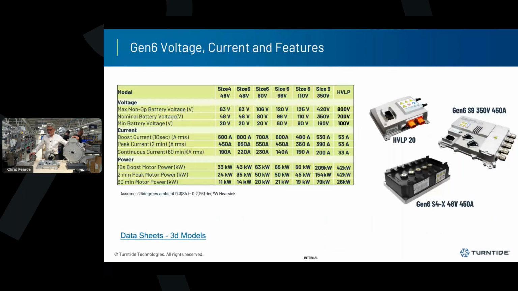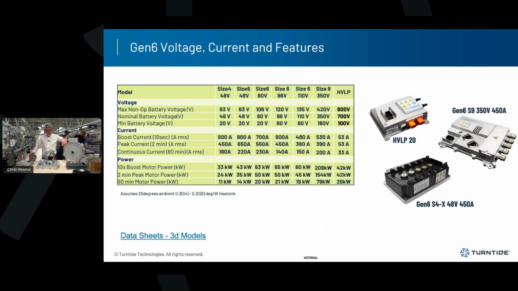So here's a quick overview of the inverters we've got in front of me. This table represents our current range of options for different applications at different voltages. We have a low voltage range of inverters, up to 135 volts non-operational voltage on the DC link, peaking at maximum about 60 kilowatts with a continuous rating of about 20 kilowatts in the form factors we have.